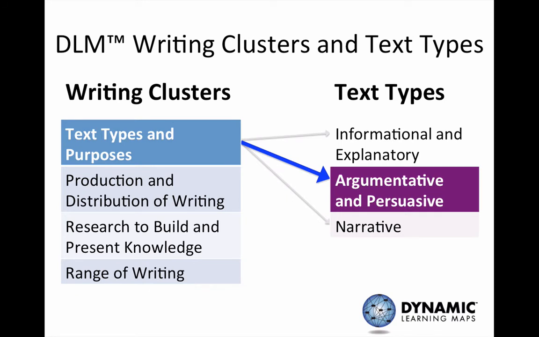In previous modules, you learned about writing as a strand in the DLM Essential Elements in English Language Arts. And you were introduced to the 4 clusters of essential elements within writing: text types and purposes, production and distribution of writing, research to build and present knowledge, and range of writing. This module focuses within the text types and purposes cluster on the knowledge and skills related to argumentative and persuasive writing.